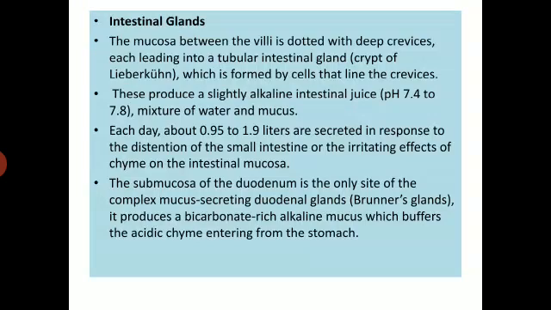Each day, about 0.95 to 1.9 liters are secreted in response to the distension of the small intestine or the irritating effects of chyme on the intestinal mucosa. The submucosa of the duodenum is the only site of the complex mucus-secreting duodenal glands, which produce bicarbonate-rich alkaline mucus that buffers the acidic chyme as it enters from the stomach.